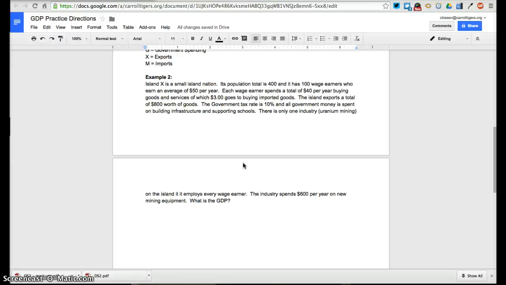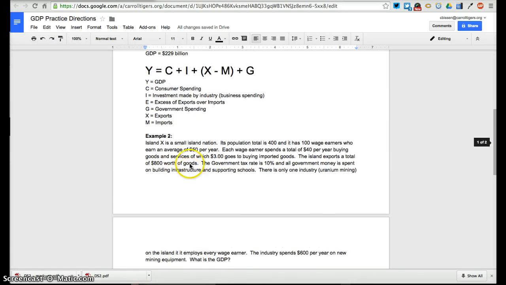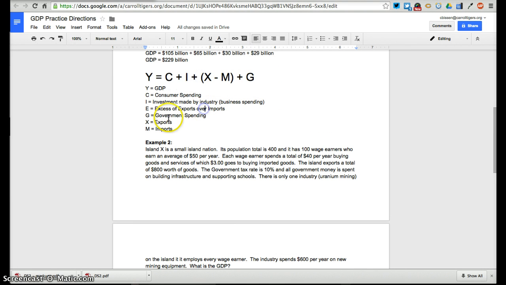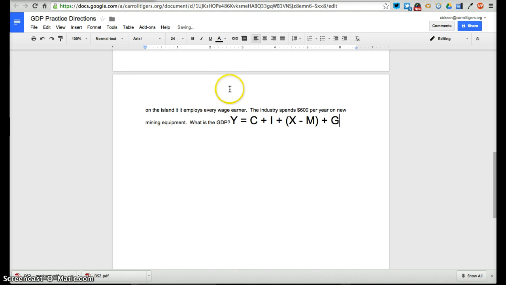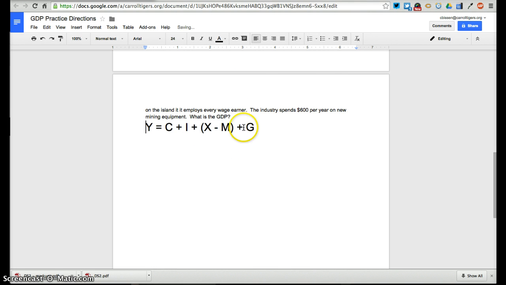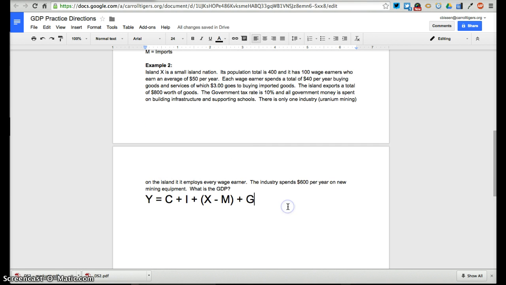The government tax rate is 10%, and all government money is spent on building infrastructure and supporting schools. There is only one industry, uranium mining, on the island, and it employs every wage earner. The industry spends $600 per year on new mining equipment. What is the GDP? So the first thing you need to do is copy down this formula, okay, so that you can see kind of what we need to look for.